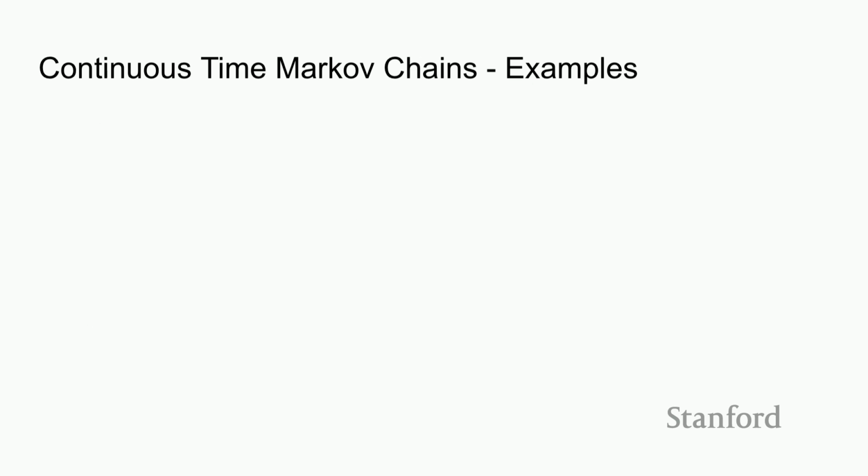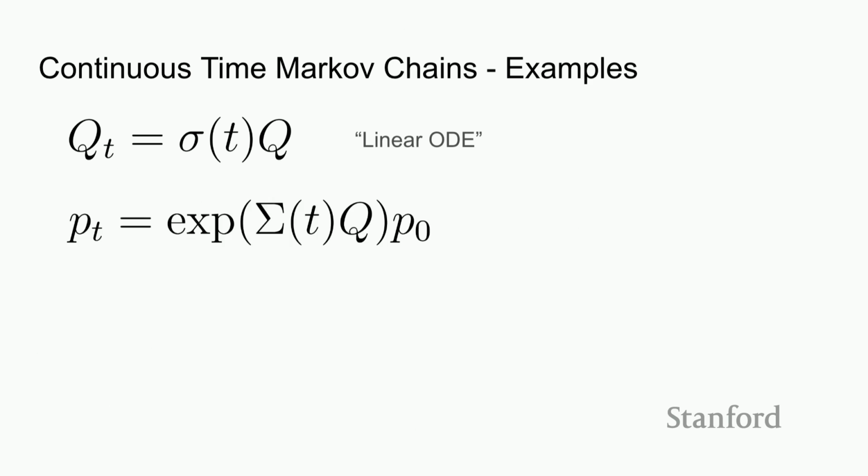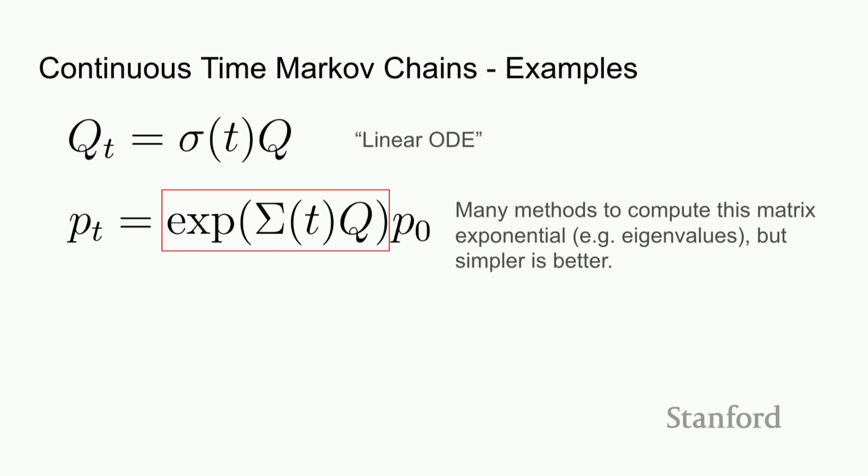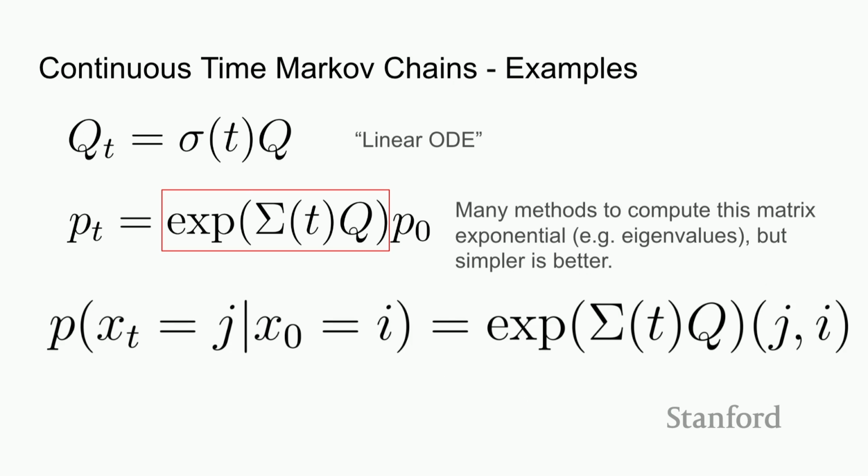Building off of that, generally speaking, we'll take Q_t equal to a sigma noise level times a Q matrix. And once we have that, this becomes a linear ODE. Everything linearizes. In order to solve it, very generally, we can solve for the intermediate densities by doing this matrix exponentiation to solve the linear ODE. There are many ways to compute this exponentiation, but simpler is better. And the idea here is that we can calculate the long horizon transition rates by taking entries of our exponentiated matrix, basically.